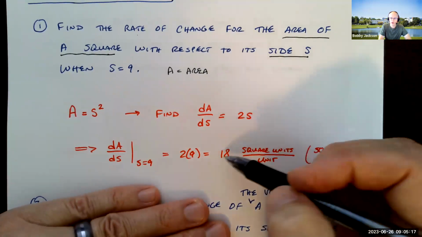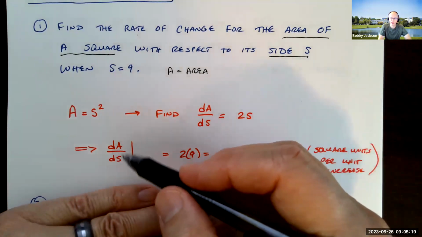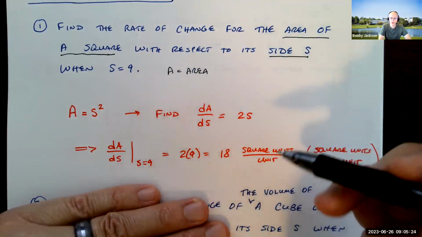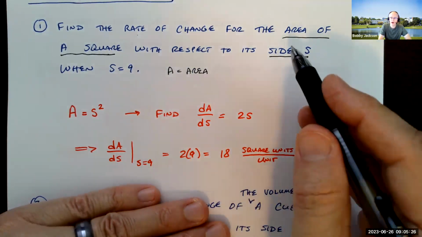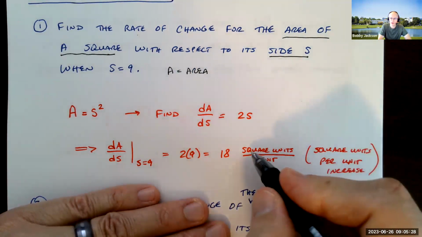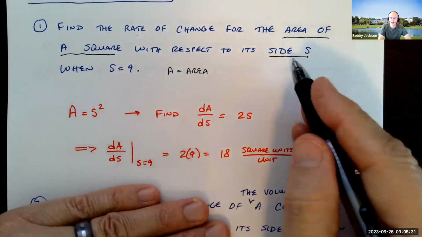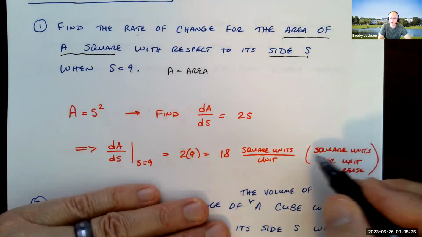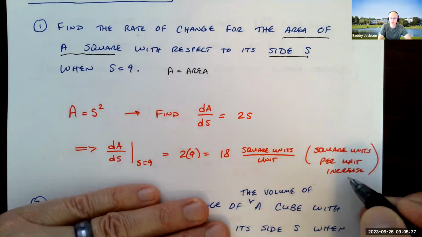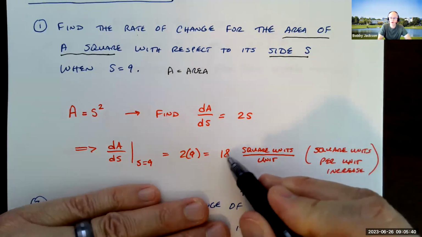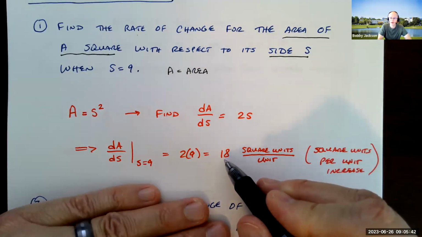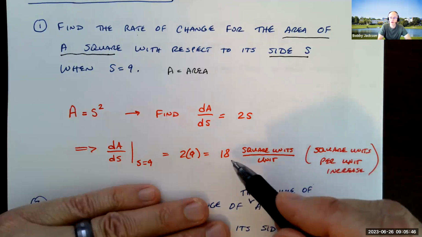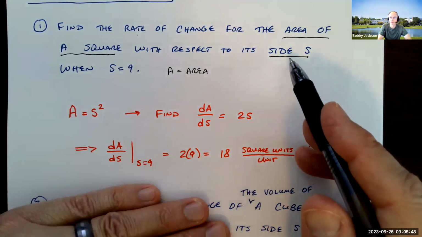Now, what are the units of the rate of change of the area with respect to side length S? Well, they didn't give us any units for area. So the basic idea will be, it would be area units, and area units are square units per what? Side length units, which are just linear units or units. So the units would be square units per unit increase. In other words, 18 square units of area increase, right, per unit length increase in side length.